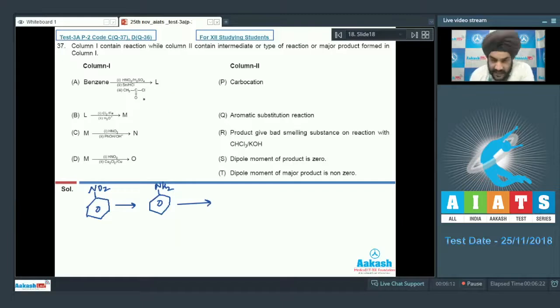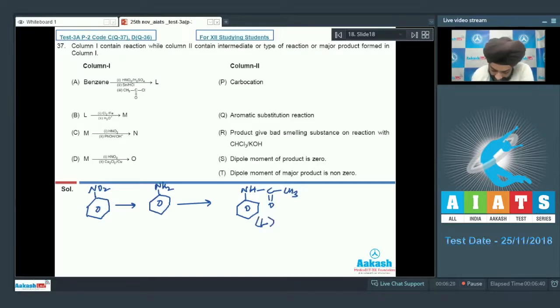It is further subjected to acetylation, in which the lone pair of nitrogen will attack the carbonyl carbon and make the Cl group leave. So we'll have NHCOCH3. Okay, so this is our compound L.